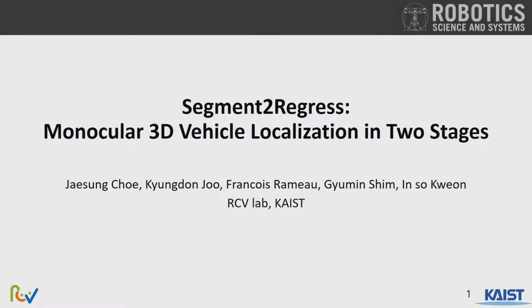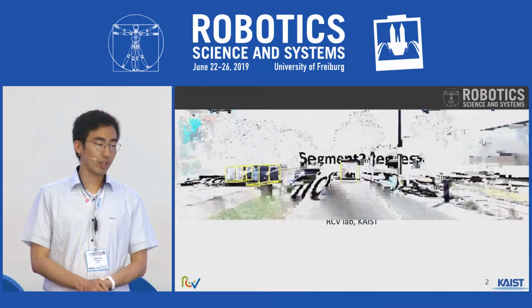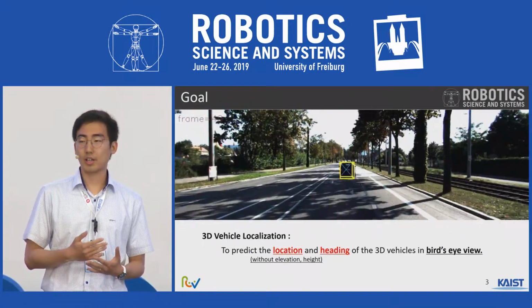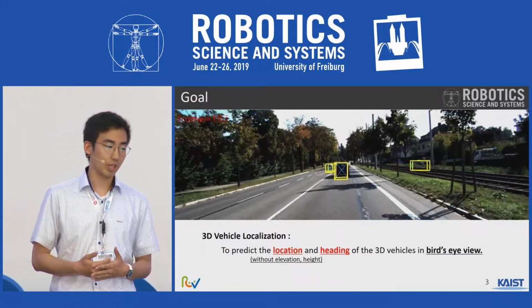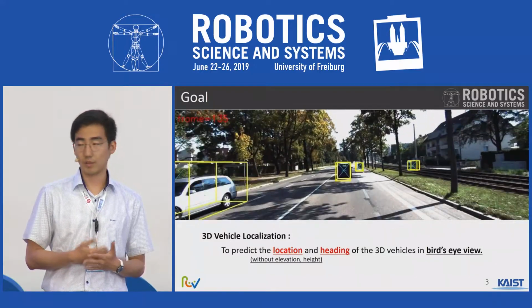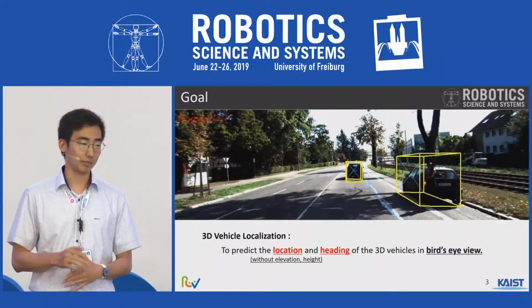Good morning, everyone. I'm the presenter, Jae-Sung Choi. This presentation is about 3D vehicle localization using a single camera. The 3D vehicle localization is the task that predicts the location and the heading of the vehicle in bird's eye view. It means that we do not predict elevation and the height of the vehicle.